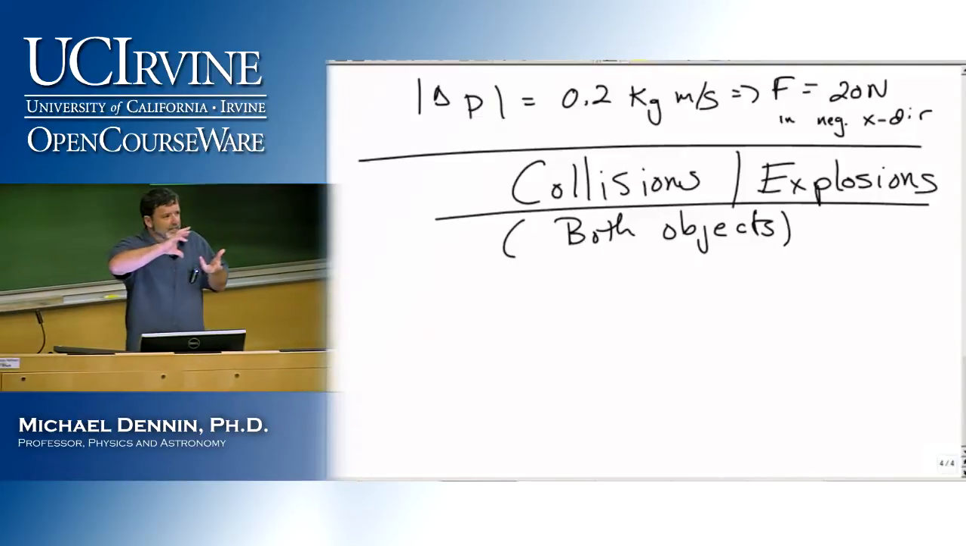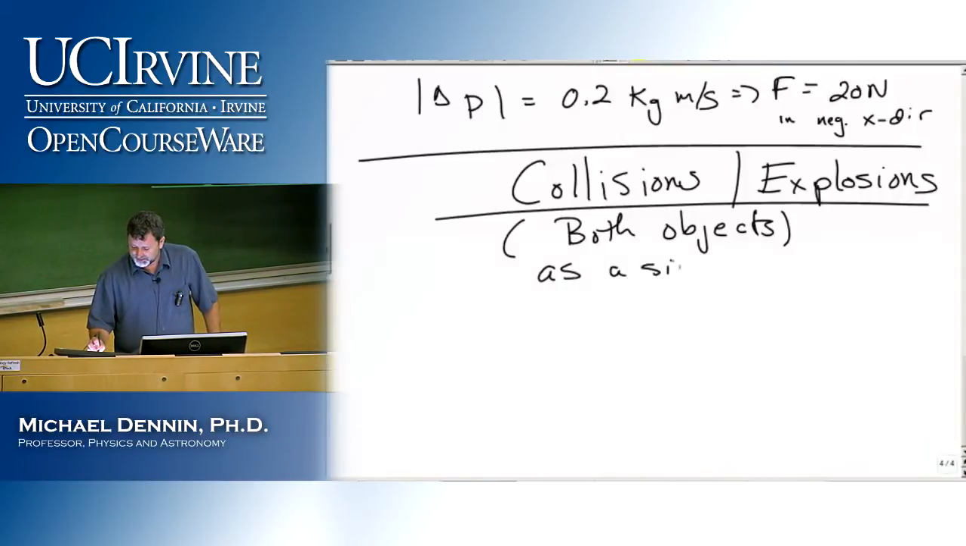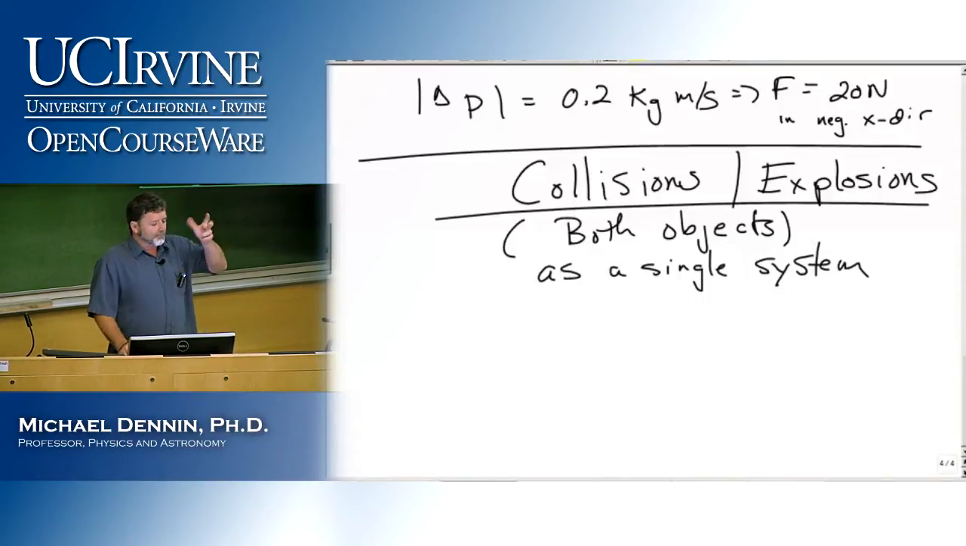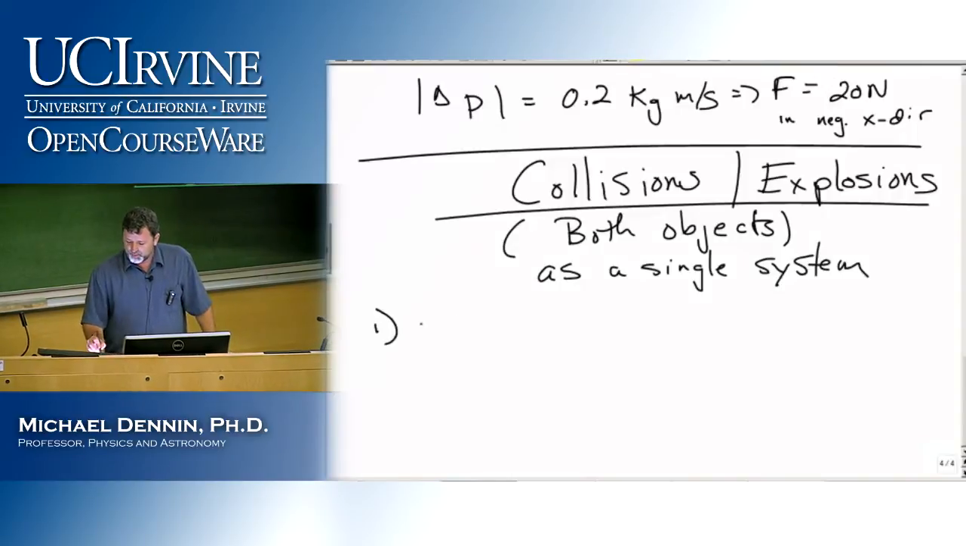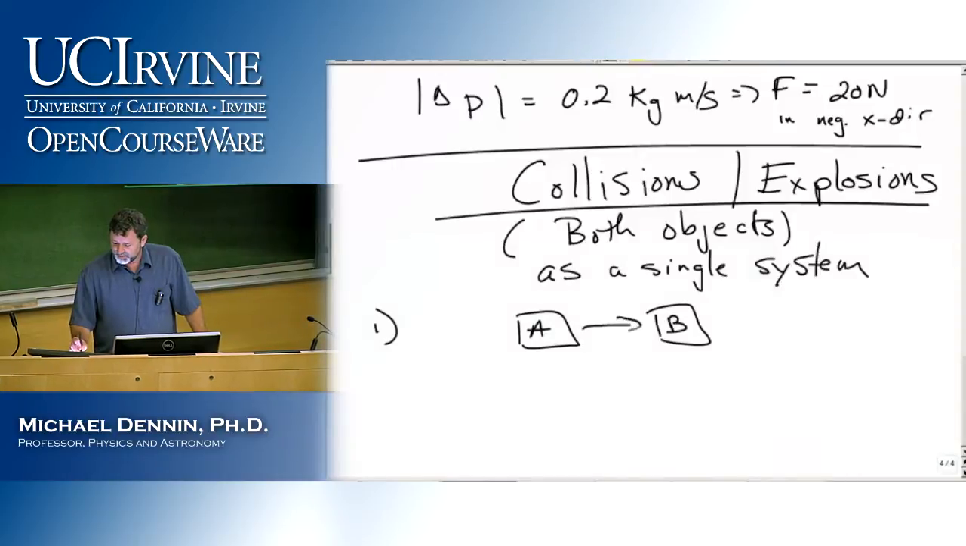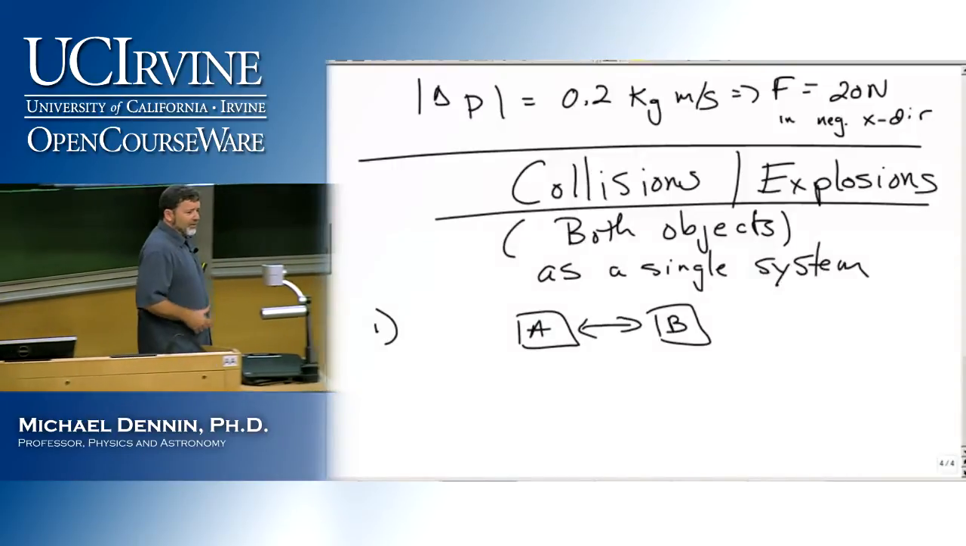Now we're going to ask, let's take the two objects as a single system. And can we learn useful stuff there? And there's sort of two facts that we take into account when we do this. One is, if I have object A and object B, and they're going to interact, what do we know about their interaction again?